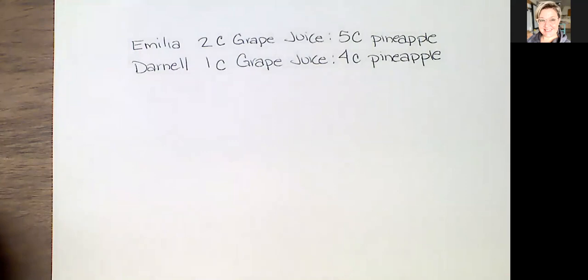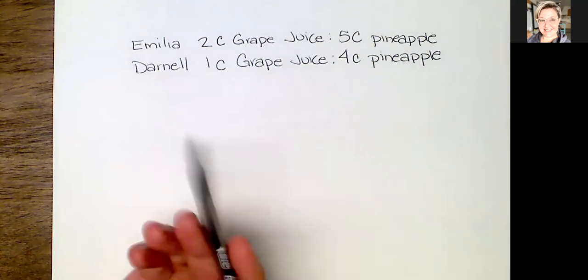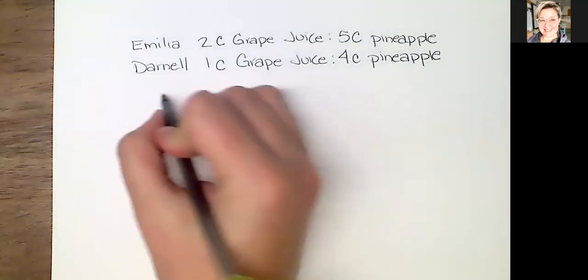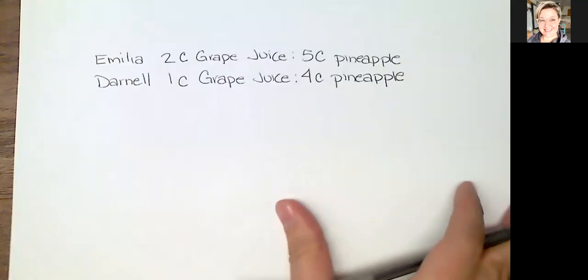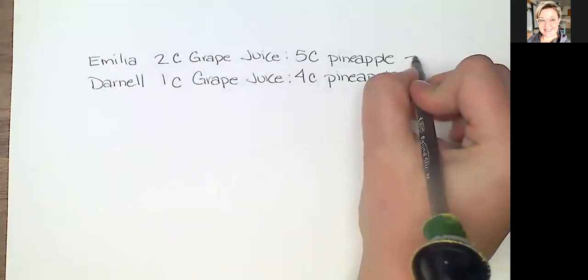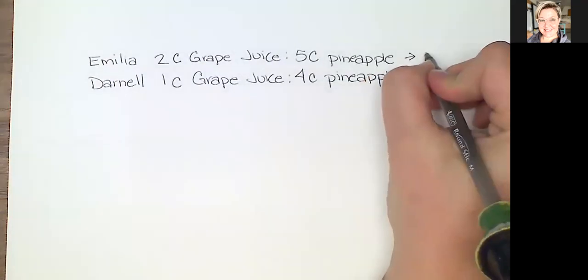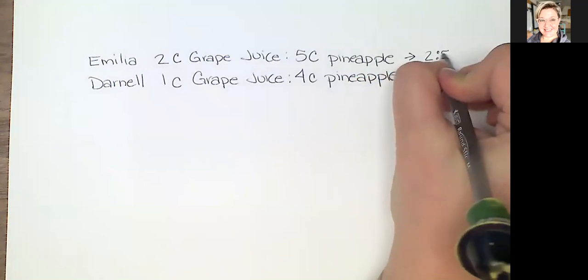Okay, so remember, a ratio is a comparison of 2 numbers that have the same unit of measurement. So we're going to compare these 2 numbers that we're measuring the same. We're using cups. So in order to find out if Amelia and Darnell use the same ratio of grape juice to pineapple juice, we're first going to find the ratio itself of each one. So we know that Amelia's ratio is 2 to 5.